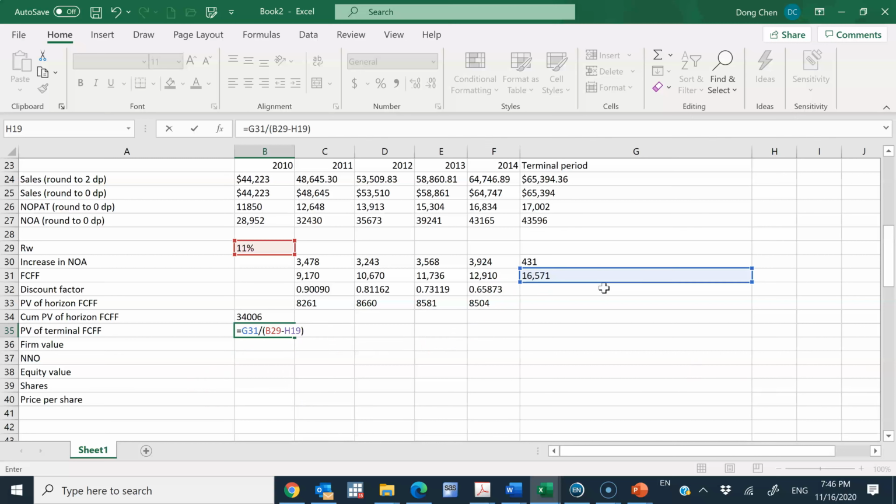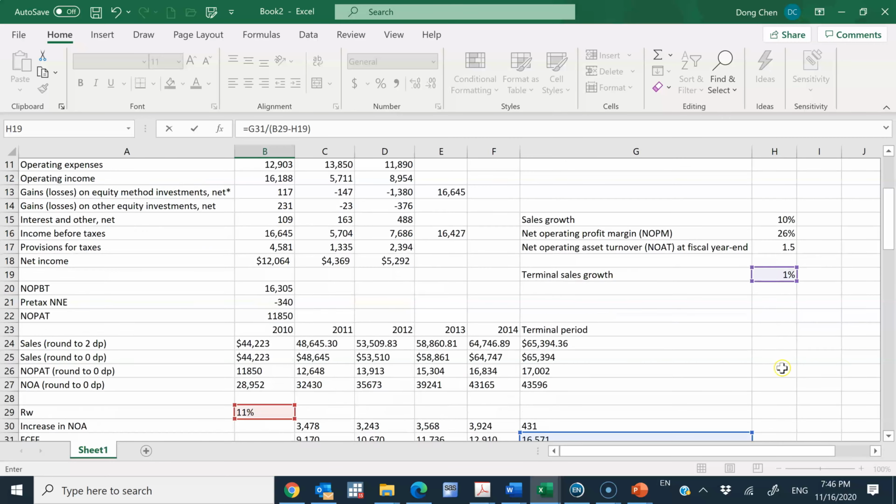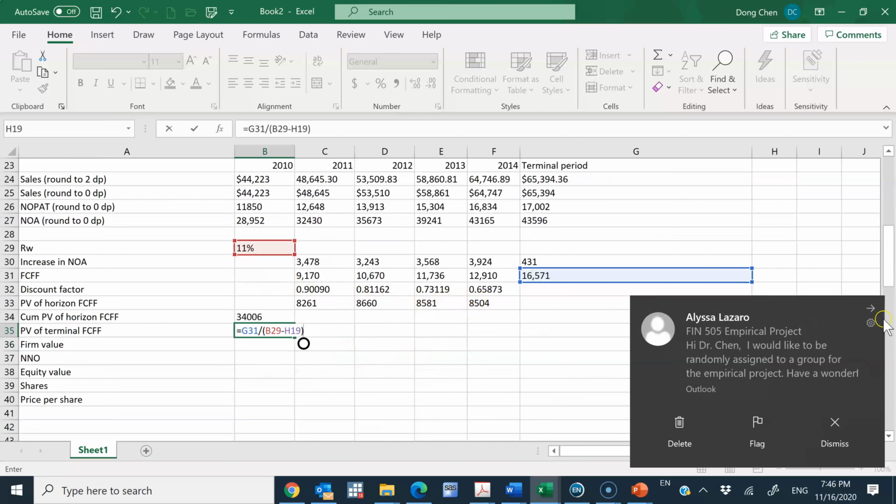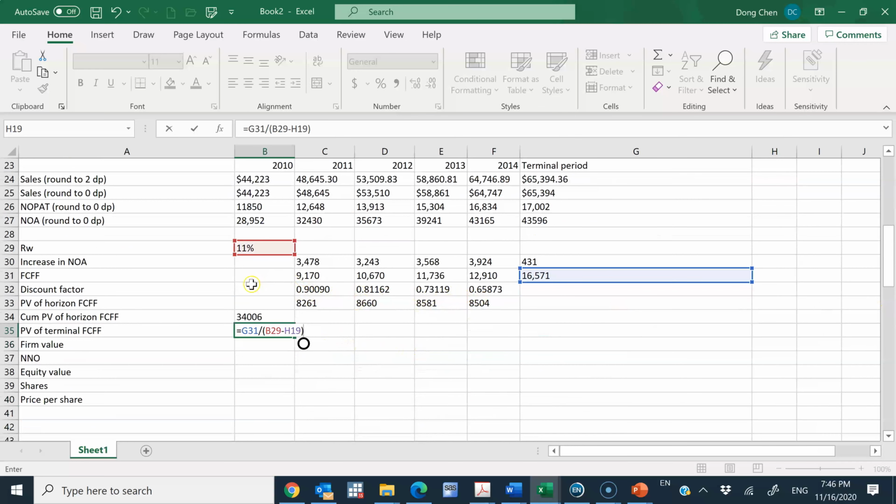Remember, the terminal period goes into the infinite future, right? It's not just this one number. The reason we just use this one number is because this can be calculated based on the formula here. But all other numbers can be calculated based on the growth rate, right? Sales growth rate.